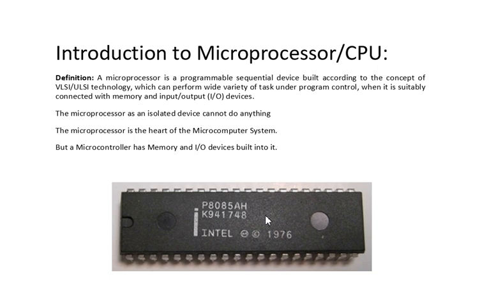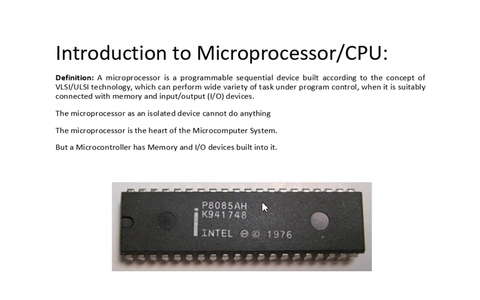It can perform some arithmetic instructions and some logical instructions also. Together, you can say it can perform a wide variety of tasks under program control. But a microprocessor as an isolated device cannot do anything. It should be connected with other devices called peripherals.